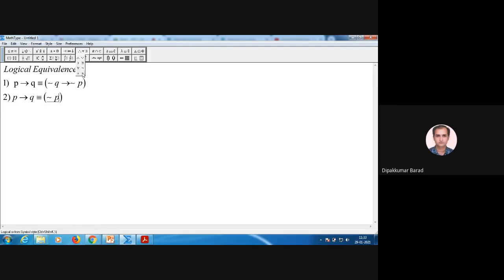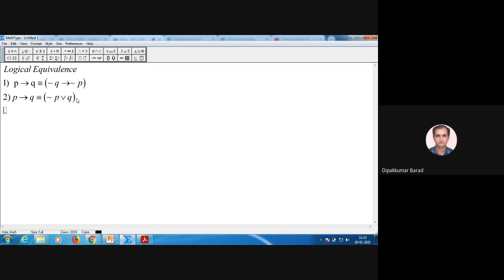So if you find out the truth table for both these statements or propositions, then at the end you get the tautology. So P implies Q is equivalent to not P or Q.